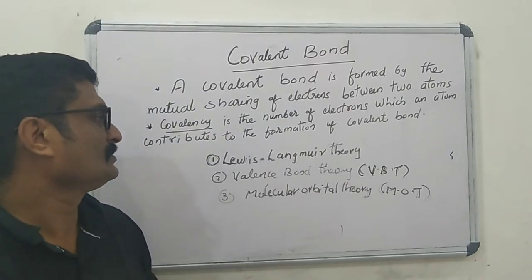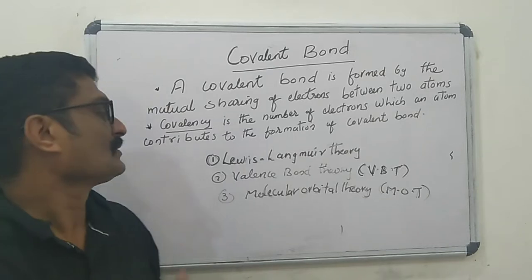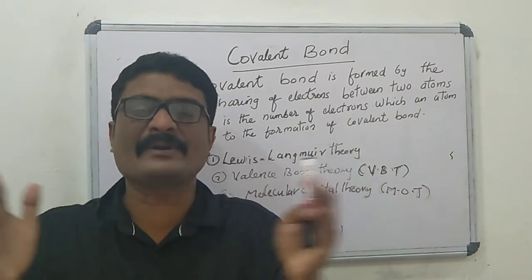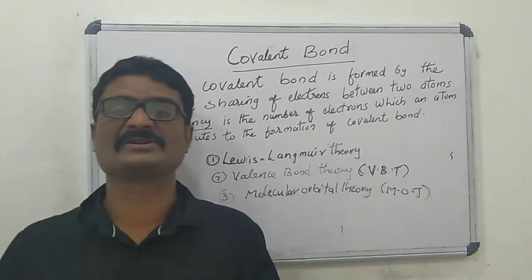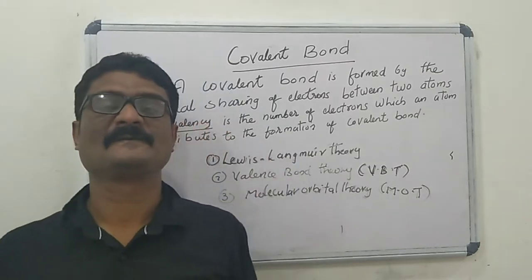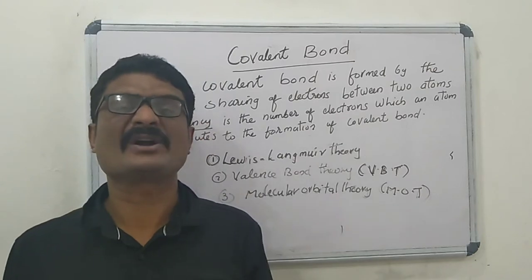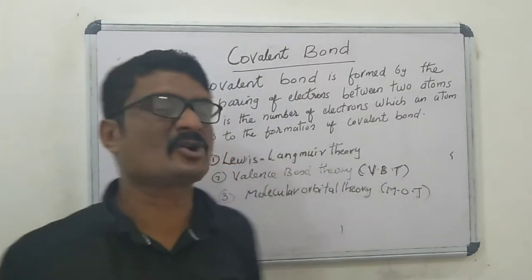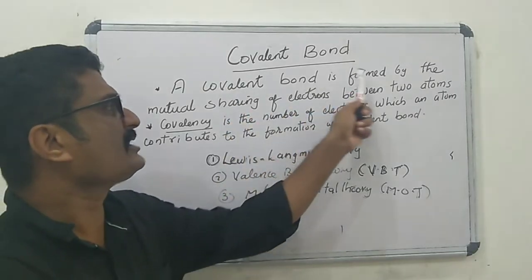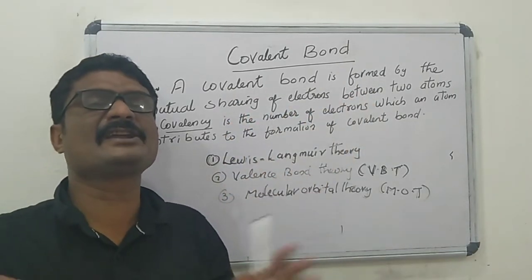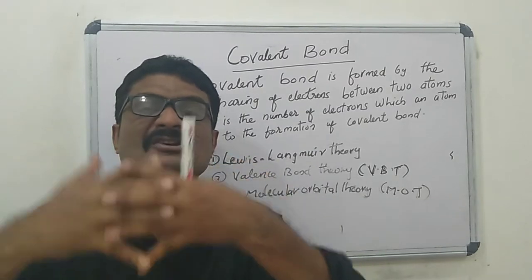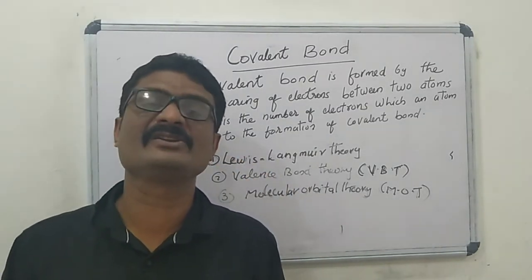Today let us discuss the first theory, Lewis-Langmuir theory. Langmuir, in collaboration with Lewis, introduced a new type of bond in a molecule known as covalent bond. What is meant by covalent bond? Or how is a covalent bond formed between atoms? A covalent bond is formed by the mutual sharing of electrons between two atoms.